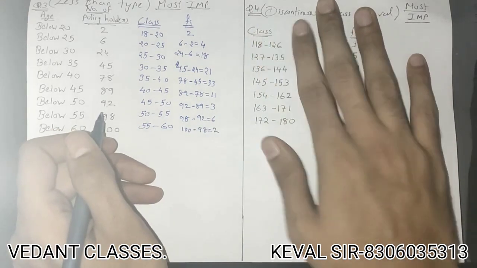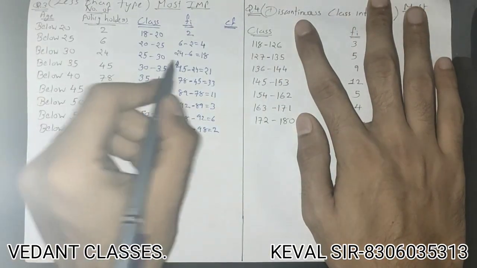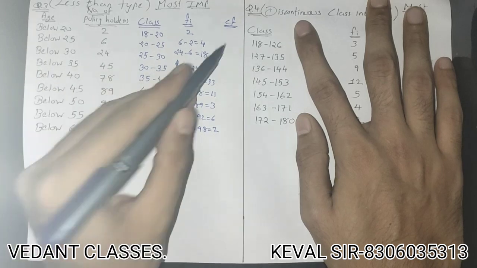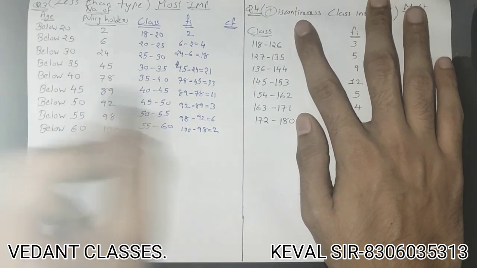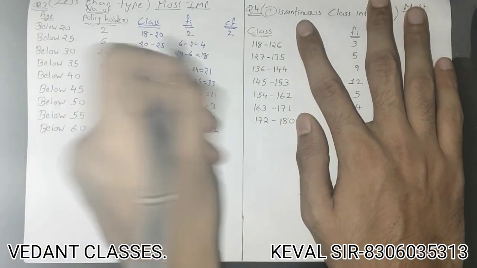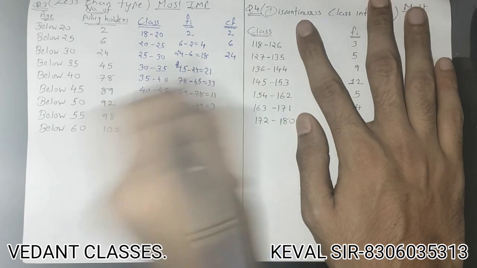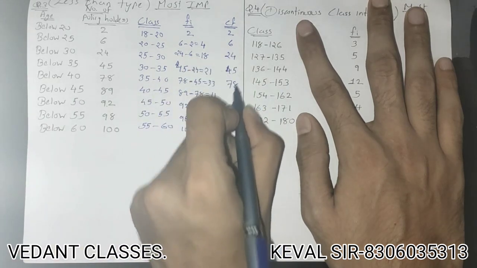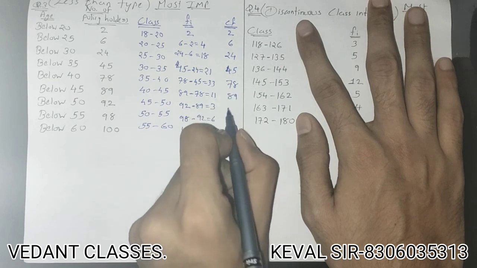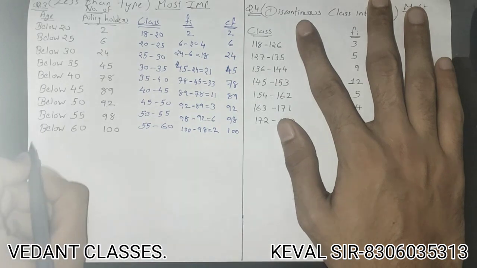Okay, now we need to make a table for the CF. In the case of less than type, the value of CF will correspond to these policyholders that are given in the question. So you can just copy it down. This will be 2, then 6, then 24, then 45, then 78, then 89, then 92, then 98, and 100. So now let's follow the process.